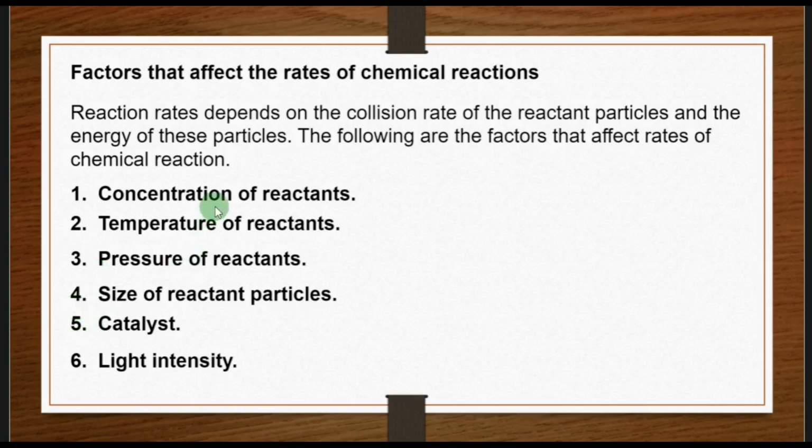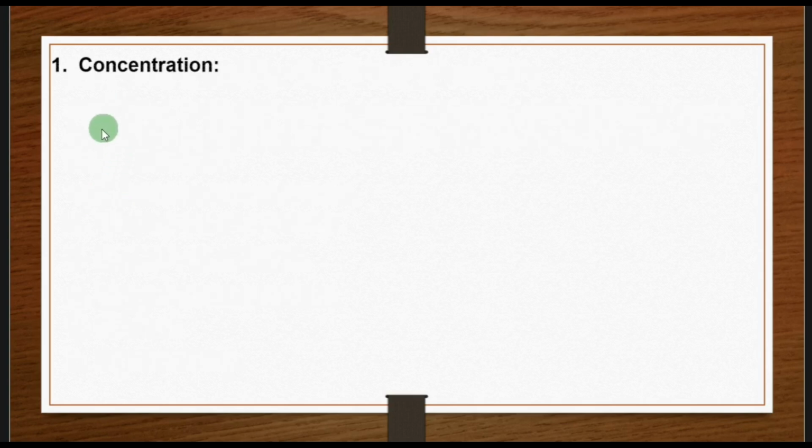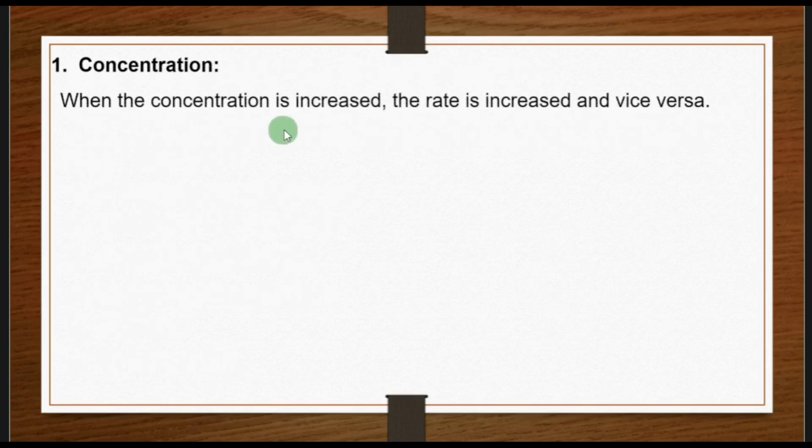All right, so now let's look at concentration and learn how it affects the rate of chemical reaction. We are saying when the concentration is increased, the rate is increased, and vice versa. When you increase the concentration, the rate of chemical reaction also increases. And when we say vice versa, it means when you reduce the concentration, the rate of reaction also decreases.